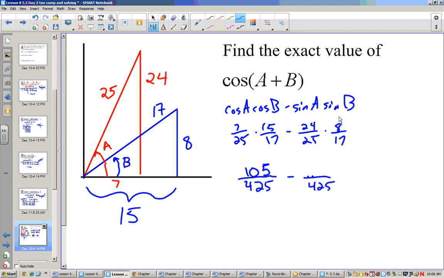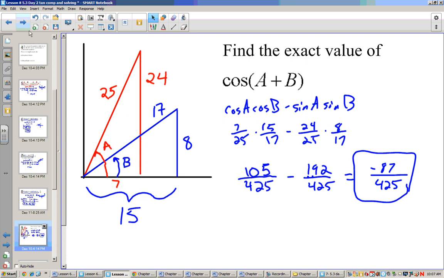And then 24 times 8. Whenever I do that, I do 25 times 8, which is 200. And then I have to subtract out 8 from that. So that would be what? 192. All right, when I subtract these, this goes down to negative 87 over 425, and we have our answer.